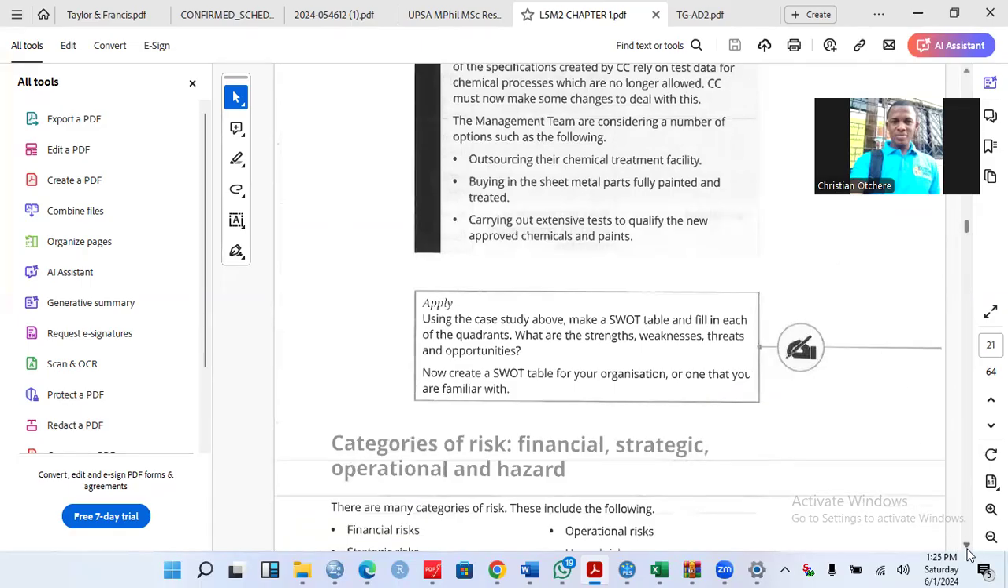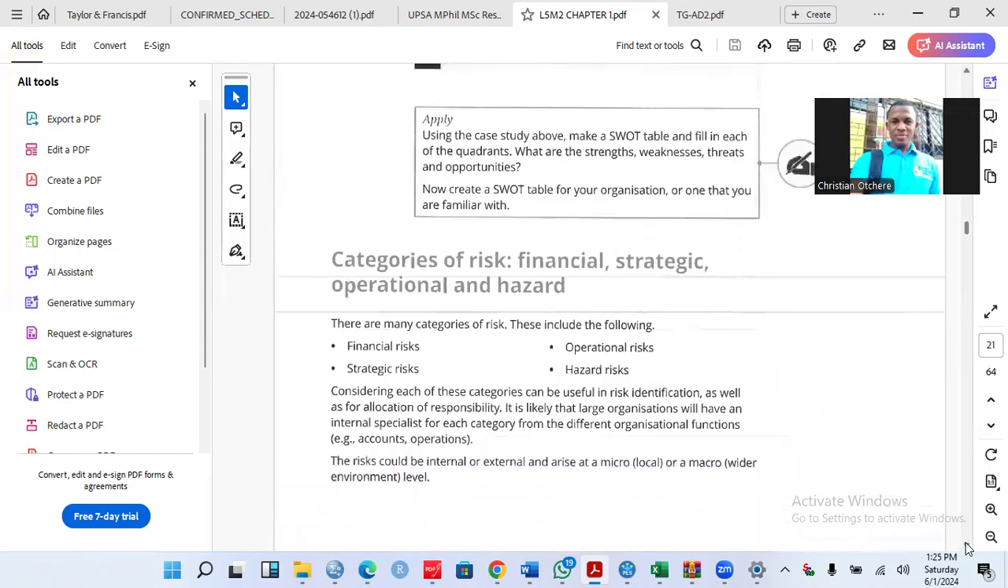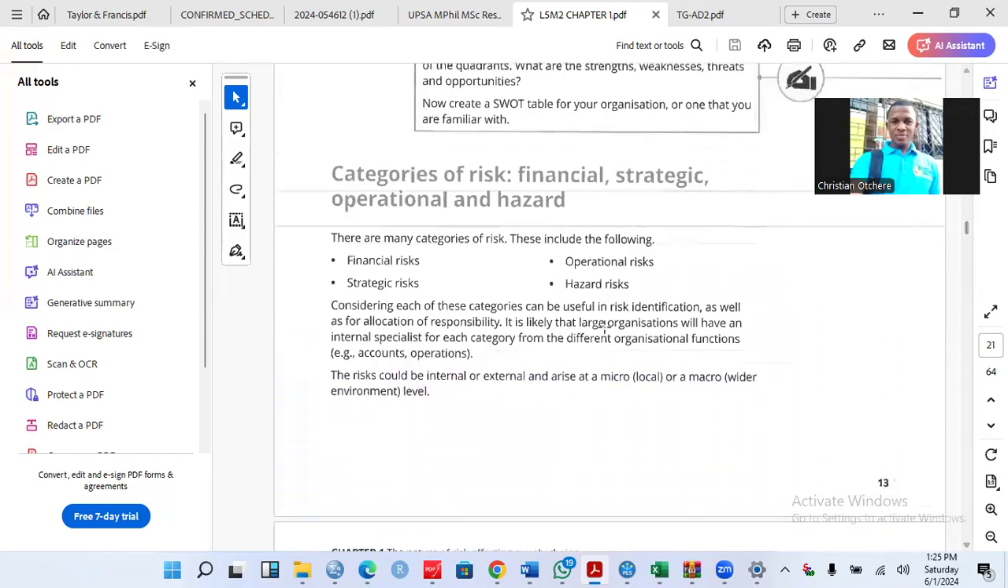Now let's look at the categories of risk. And this is also very examinable. Yes, there are 4 categories. We have financial risk, operational risk, strategic risk, and hazard risk. Now, financial risk has to do with financial losses. Now, operational risk, strategic risk, and hazard risk all have financial implications.